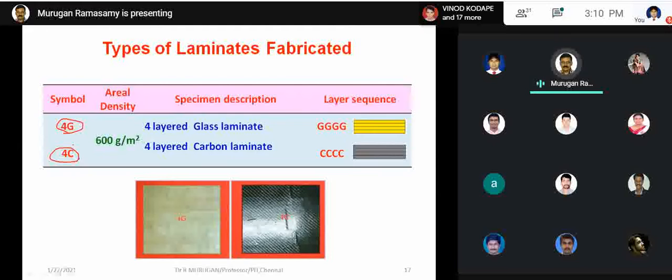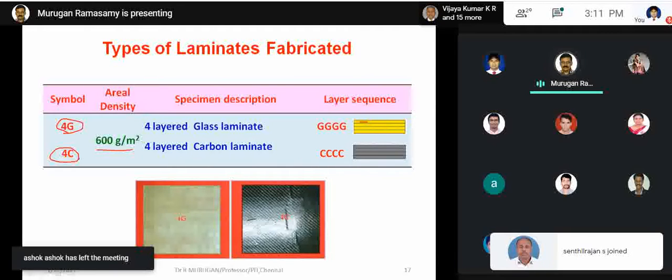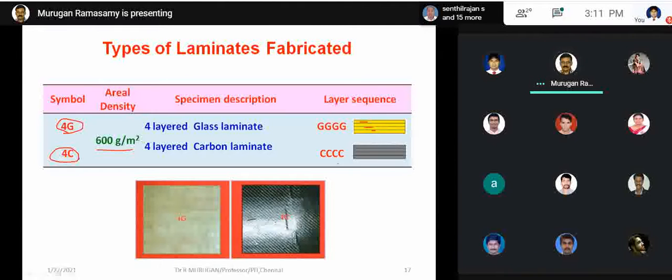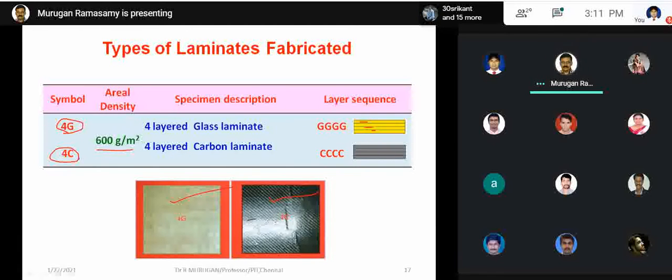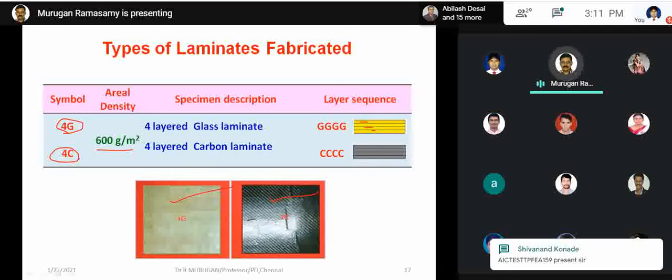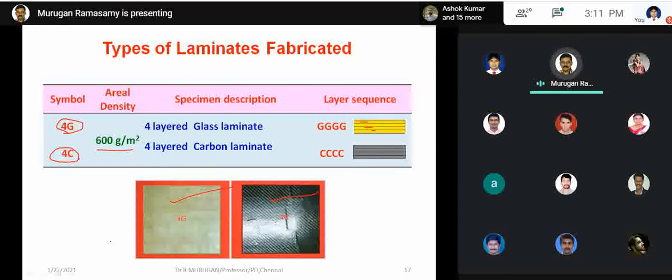A 4-layered glass laminate, a 4-layered carbon laminate, and the areal density is 600. These are the notations: 4 layers we stacked together and compressed using the compression molding machine, and we got these 2 laminates. We fabricated each laminate at 250 by 250 mm. After fabrication, we cut the laminates for testing: vibration testing, as well as tensile and flexural tests for comparison purposes.